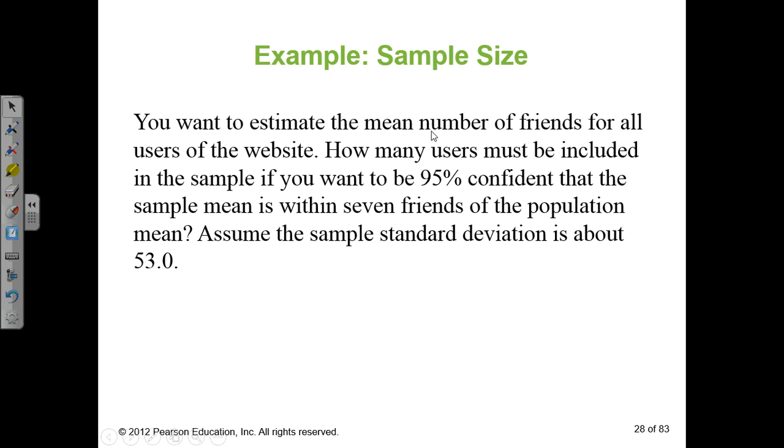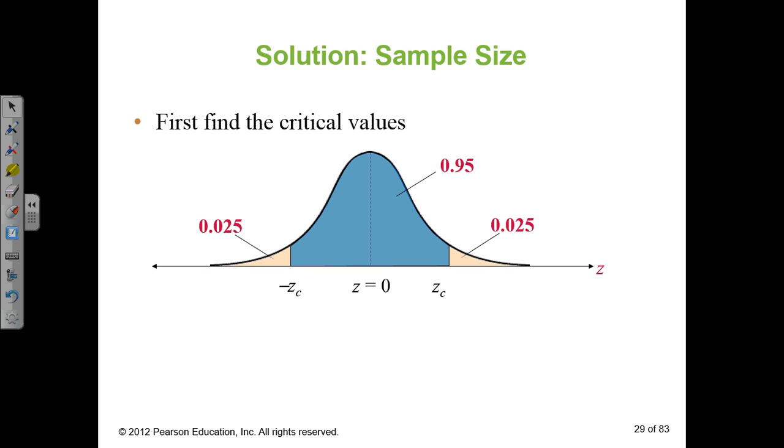So let's find the minimum sample size. Suppose now we want to be within 7 friends. So that's the margin of error. When you're saying it in words, the given margin of error is usually after the words "within" some number, or if not the word "within", words that mean the same thing. So remember, we already found the critical value for 95%. It was plus or minus 1.96.